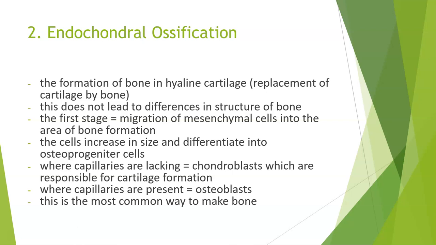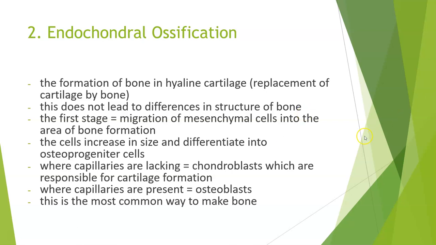Now, as I said, the key is blood. So we have mesenchyme that has differentiated now into osteoprogenitor cells. If there is no blood in the area, those osteoprogenitor cells will become chondroblasts. So they're cells that are responsible for creating cartilage. If there's capillaries in the area, remember I said it's all about blood, then those osteoprogenitor cells will become osteoblasts. So where there's no blood, osteoprogenitors become chondroblasts, which create cartilage. And where the capillaries are present, the osteoprogenitor cells become osteoblasts, and then you start the whole process of the matrix and so forth.